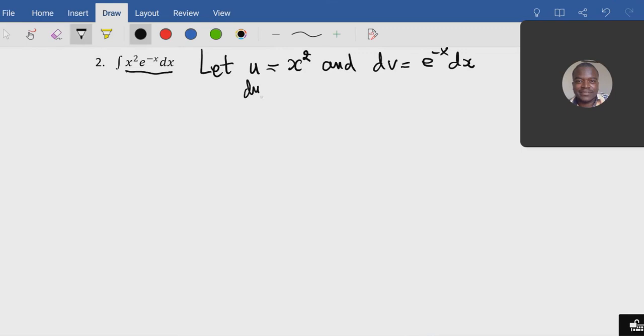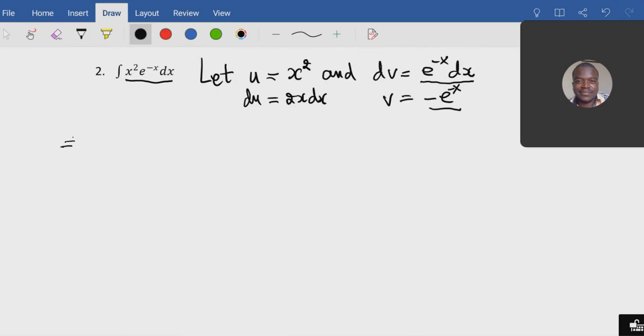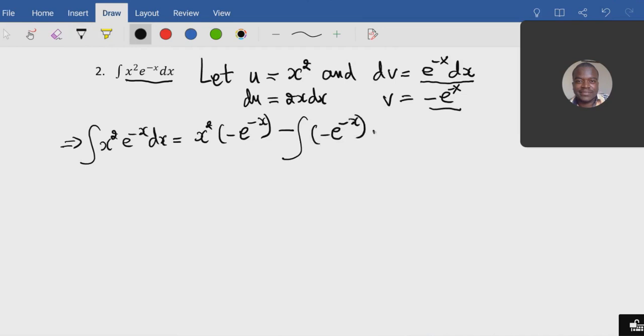That would mean that our du will be equal to 2x dx, and our v will be equal to negative e to the negative x, because remember that v is just the integral of e to the negative x dx, which is negative e to the negative x. So if we take it back to the formula, this integral is equal to u times v, which is x squared multiplied by negative e to the negative x, minus the integral of v du, which is negative e to the negative x times 2x dx.